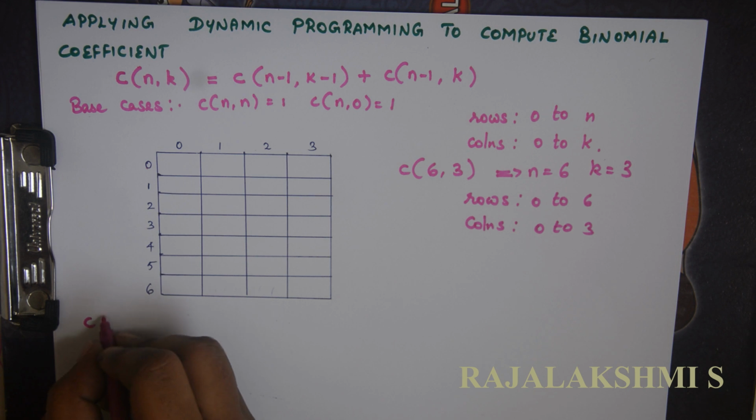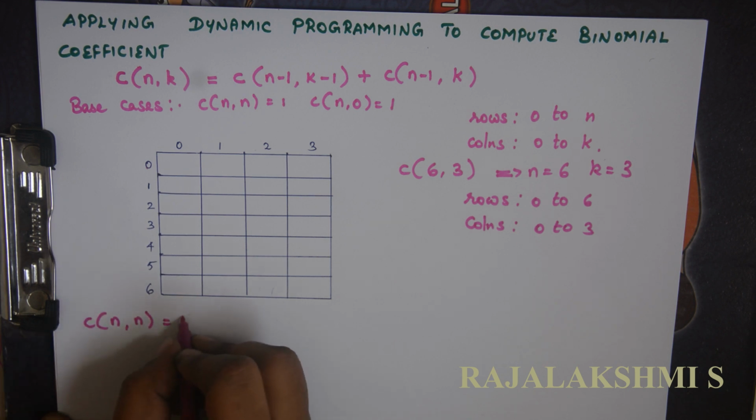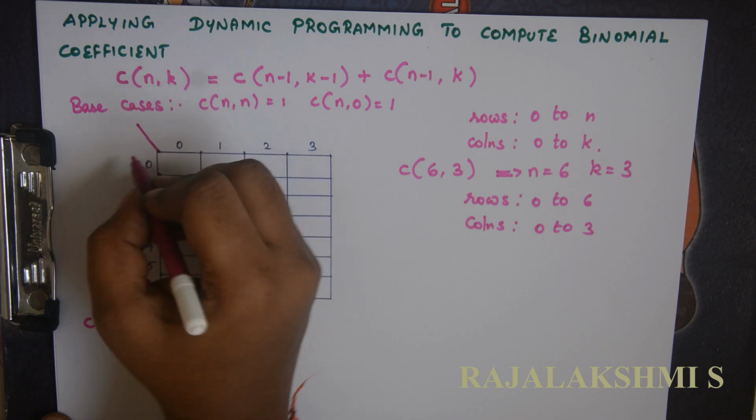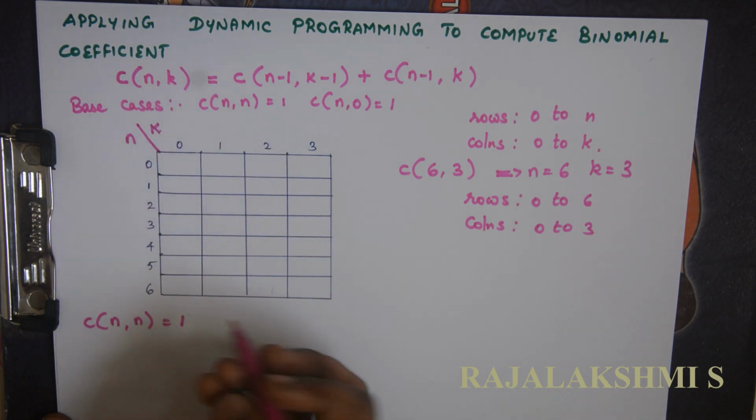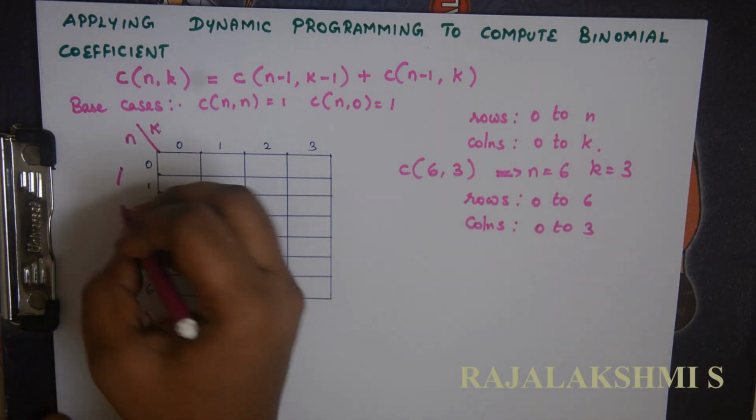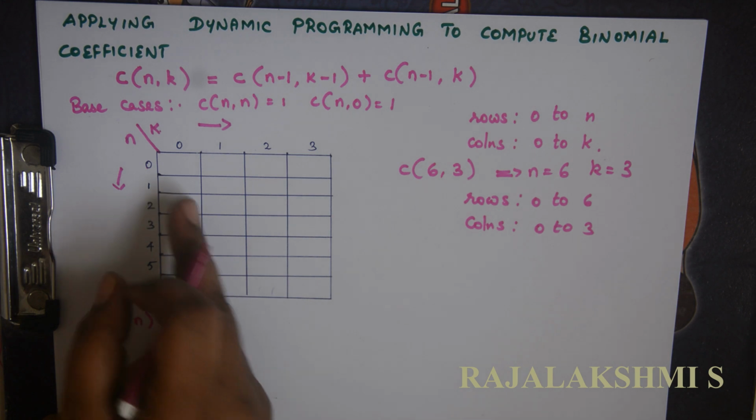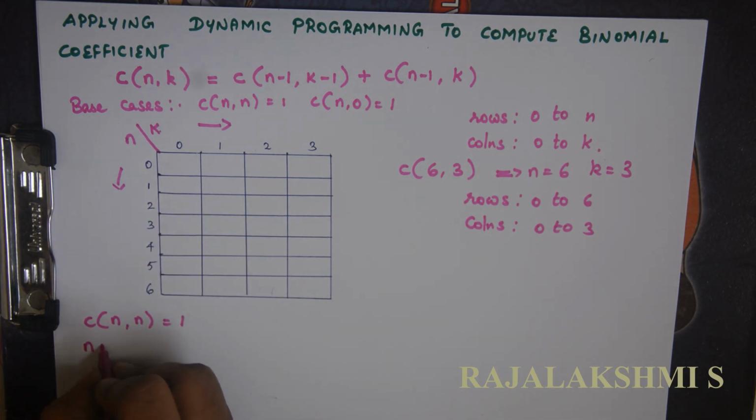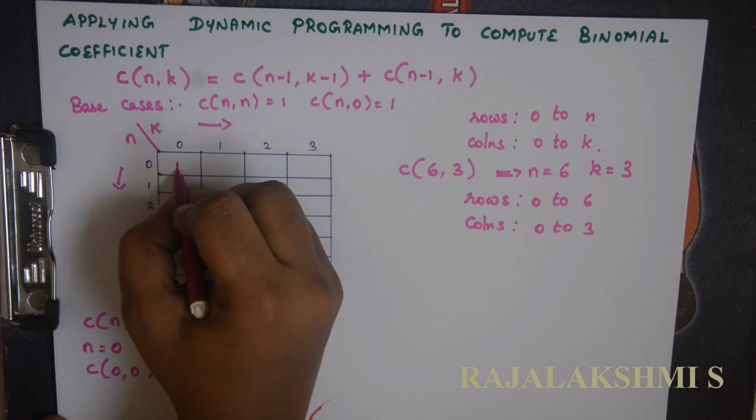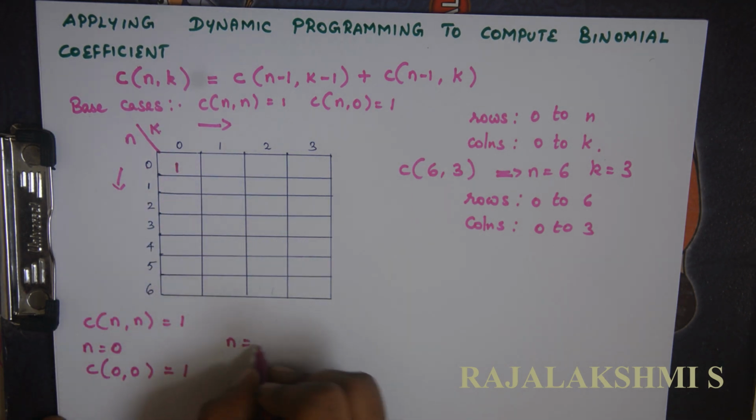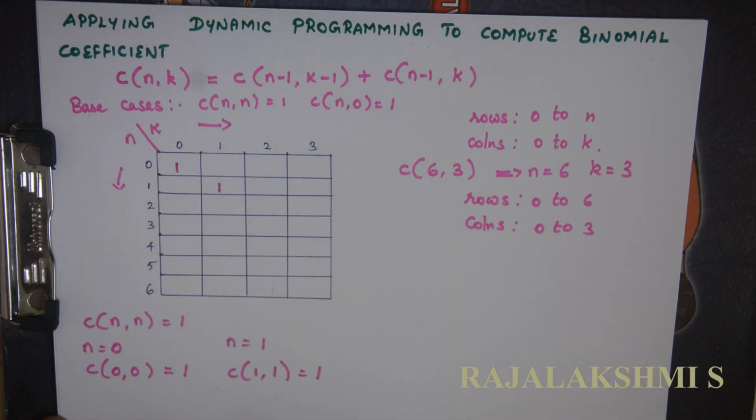Now we will start filling this table from the base case. The first base case is C(n, n) = 1. This axis represents n and this represents k. When the first argument and second argument are the same, the value is 1, which means it represents the diagonal. n starts from 0. When n is 0, C(0, 0) is 1. Then when n is 1, C(1, 1) is 1.